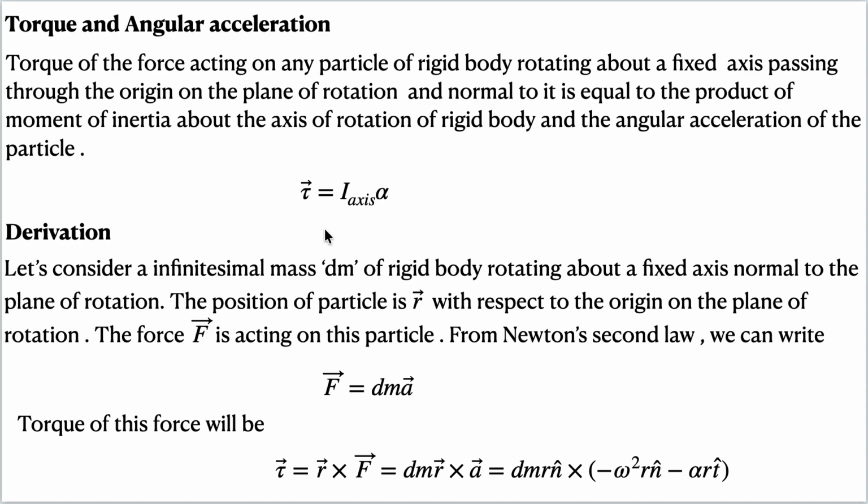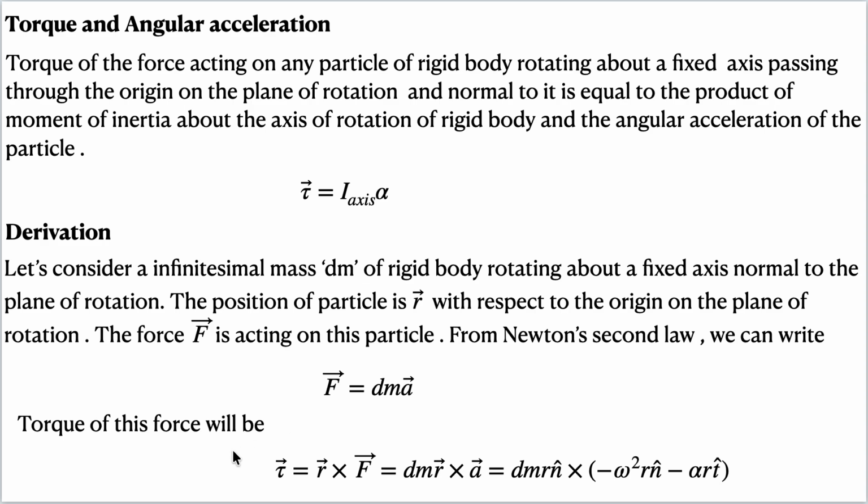Let's derive this formula. Let's consider an infinitesimal mass dm of a rigid body rotating about a fixed axis normal to the plane of rotation. The position of the particle is vector r with respect to the origin on the plane of rotation. The force vector F is acting on this particle of the rigid body. From Newton's second law we can write vector F equals the mass of the particle, which is dm, times the acceleration of the particle, which is vector A.